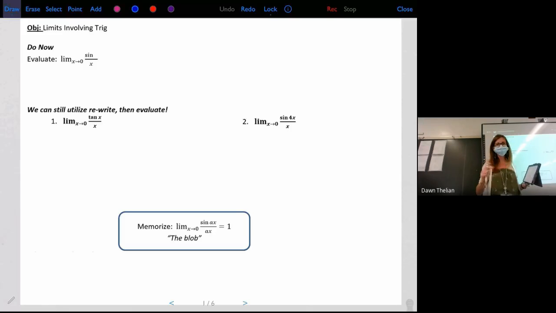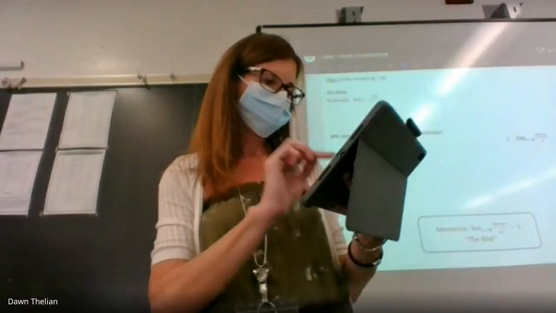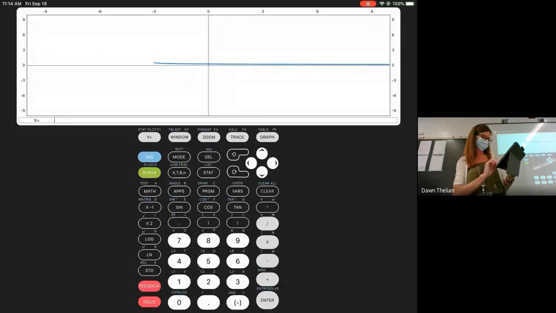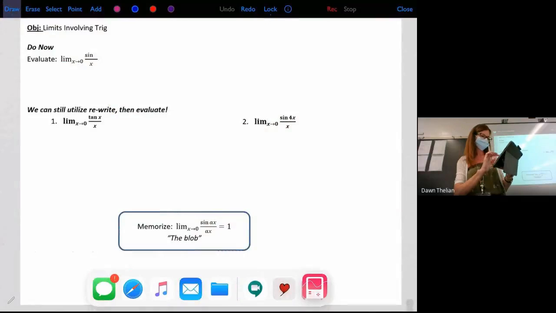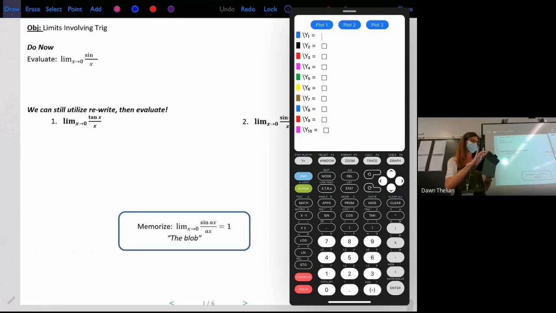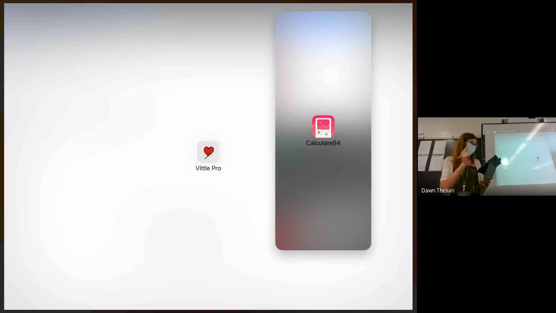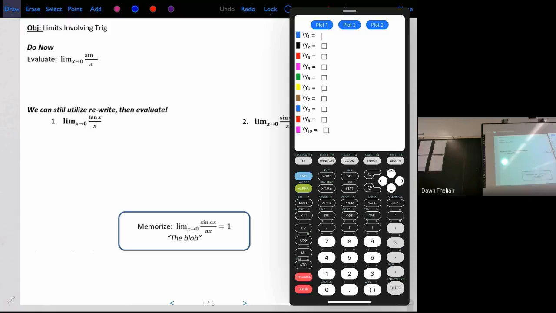if you want to take out your Chromebook, to take a look at your calculator as well, because we're going to kind of start off with a calculator question. So let's take a peek at the first limit here. It says evaluate the limit as x approaches 0 of sine x over x.